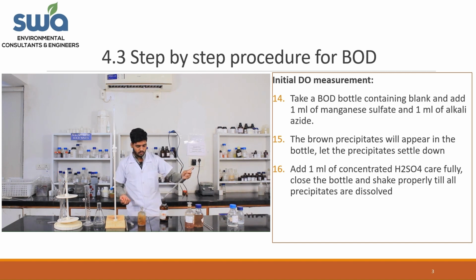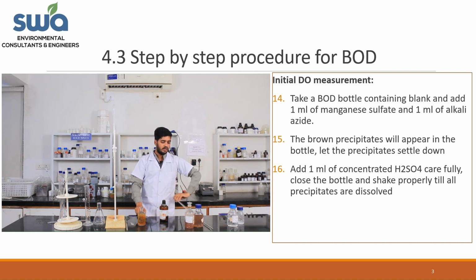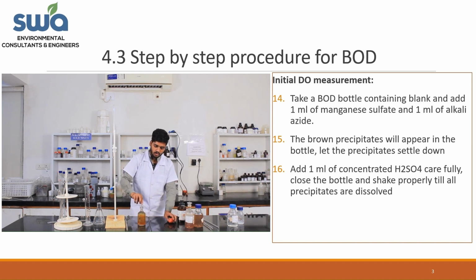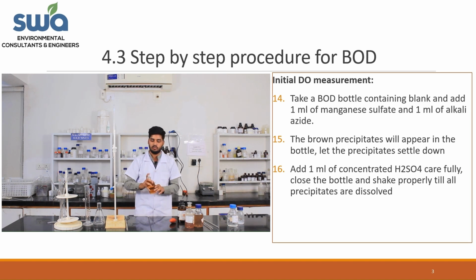When you add concentrated H2SO4 into the bottle, the precipitates will dissolve and disappear, and brown color will be visible. After adding H2SO4, close the bottle and shake it. You will be able to see the clear sample. The precipitates will get dissolved. Okay. Now we will move to the titration part.